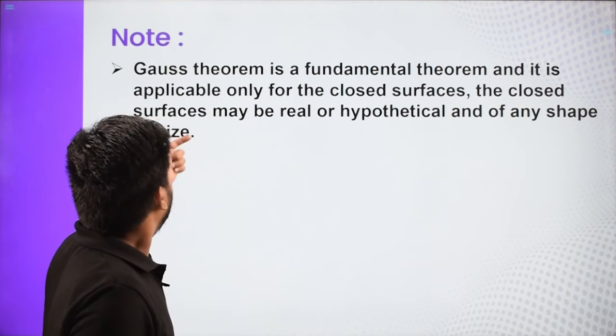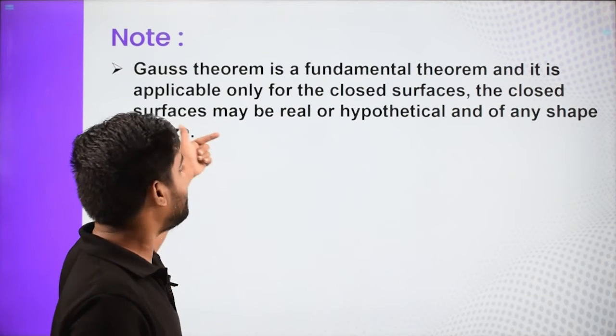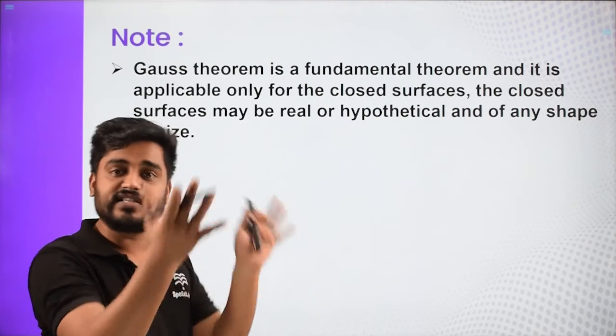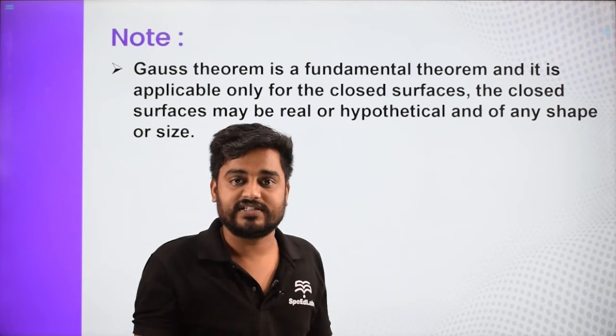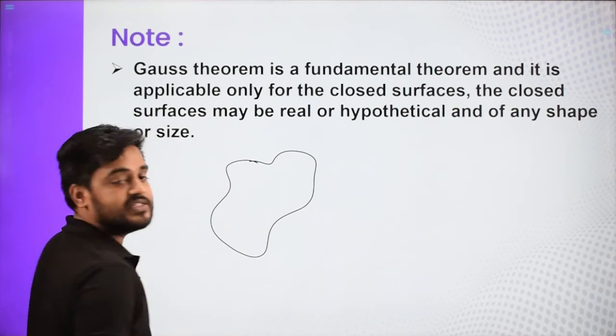Now let us make a note: Gauss's theorem is a fundamental theorem and it is always applicable for any closed surface. That closed surface may be real or hypothetical, but it has to be a closed surface. For an open surface, Gauss's law is not true. But if it is a closed surface, it can be of any shape. The shape of the closed surface does not matter.